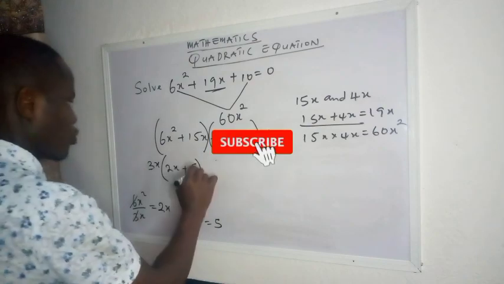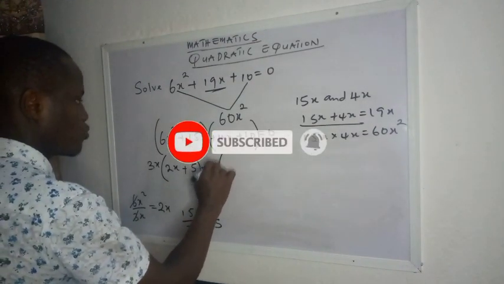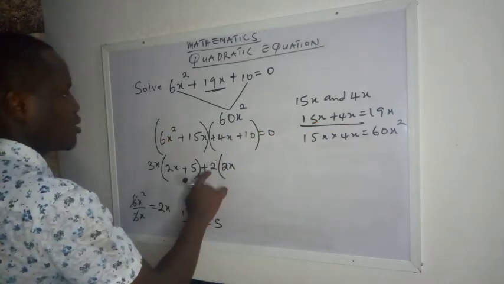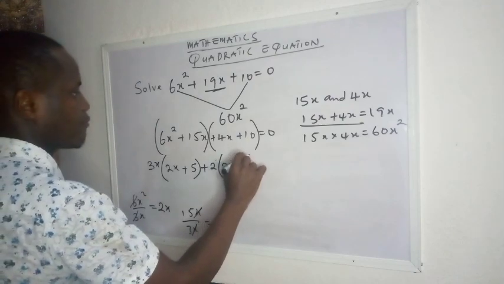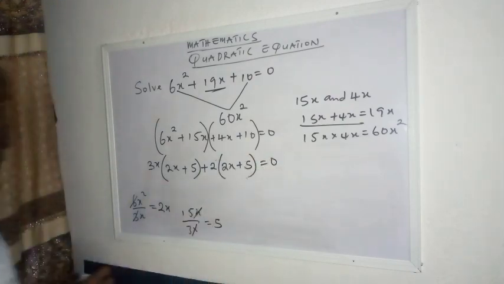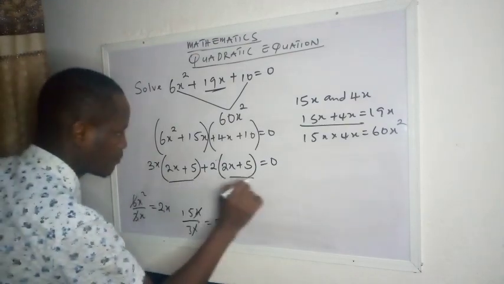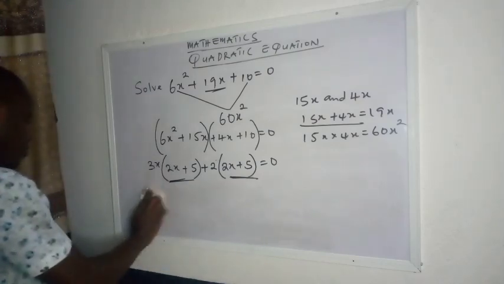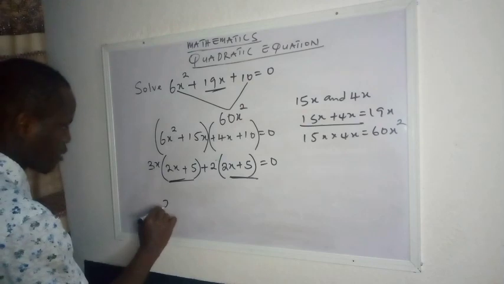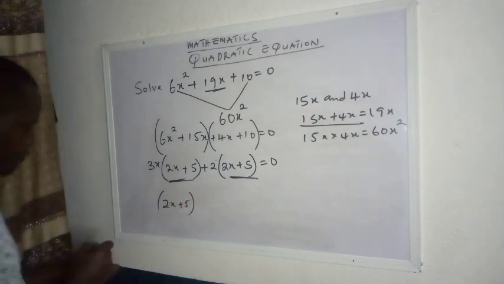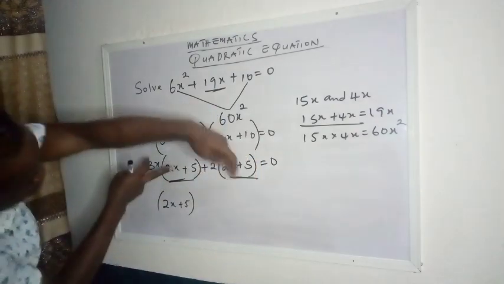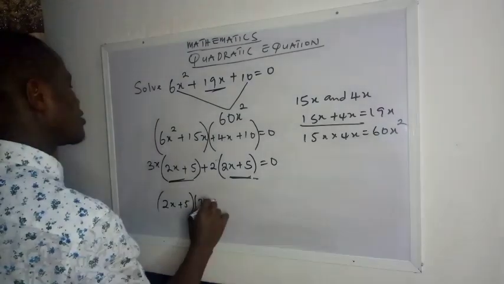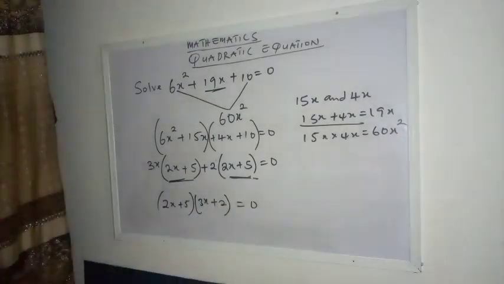Now the next bracket. What is common here and here? 2. So you have plus 2 is common, so you bring out plus 2. 2 into 4x, you have 2x. 2 into 10, you have 5, equal to 0. Now, are you seeing that the brackets are the same? They are the same. So you can easily factor the bracket out. If you factor out 2x plus 5, you'll be left with 3x plus 2. So you have 3x plus 2 equal to 0.